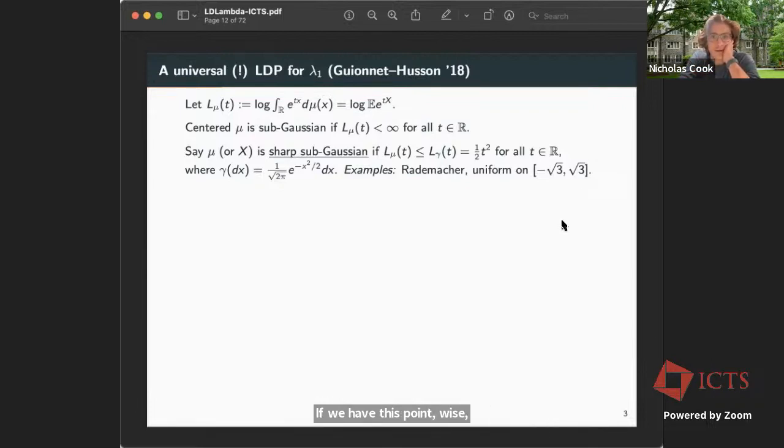And it's not too restrictive. It contains perhaps the other most important distribution, the Rademacher distribution, as well as the uniform distribution, scaled so that we have variance one.